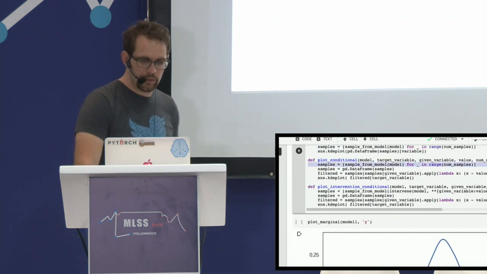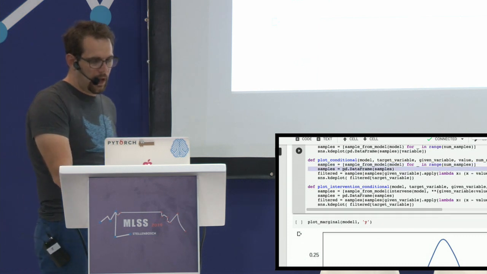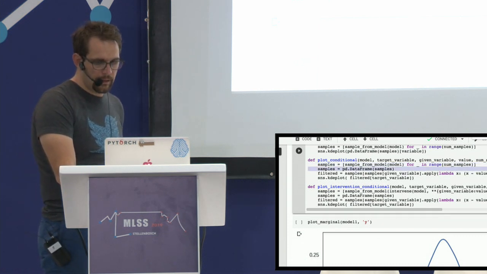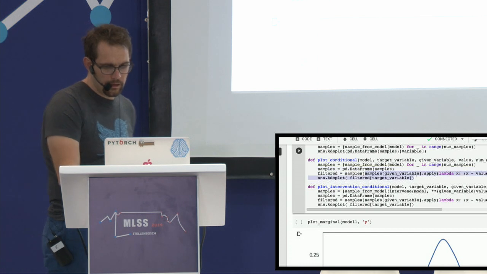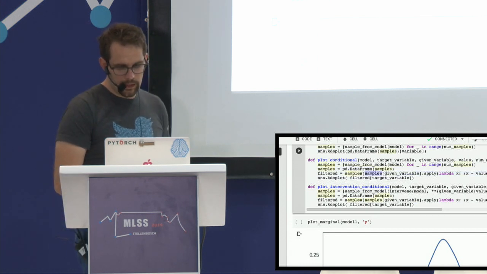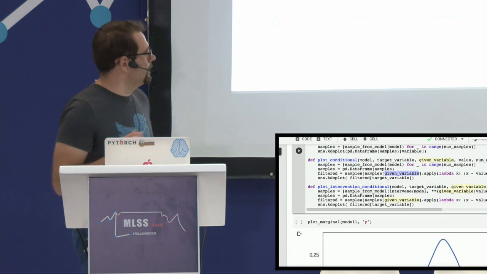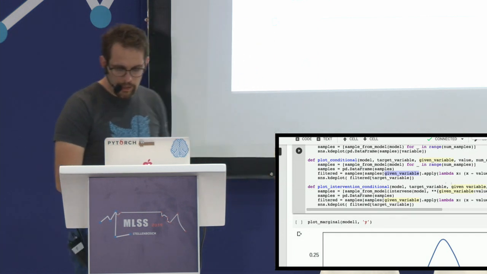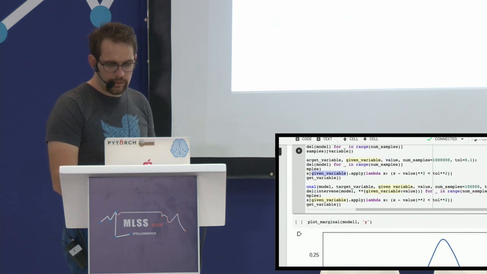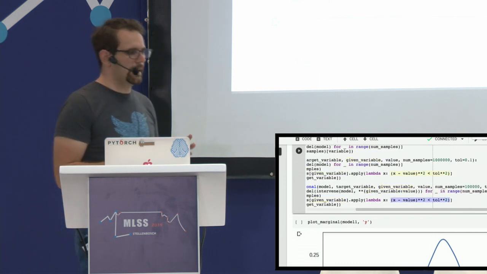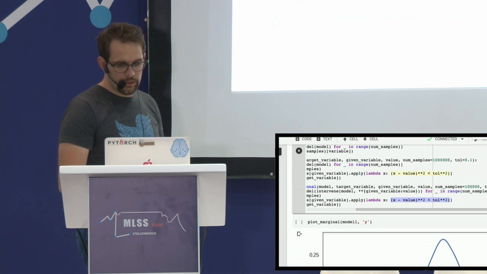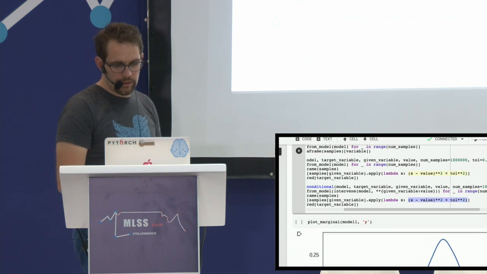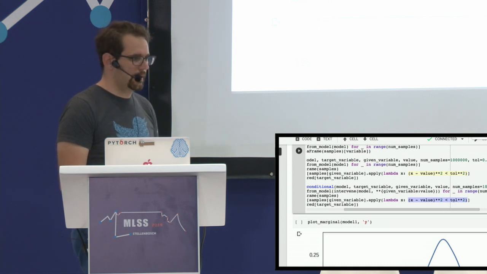So how do I plot the conditional? I get samples, I create a data frame, and then I say, look at this samples data frame, given variable. So this is the name of the variable that you want to condition on, and I apply this function, which is essentially a little bit of a nearest neighbor thing, which is I basically filter out all the entries of this data where x is close to value, and there is this tolerance term.